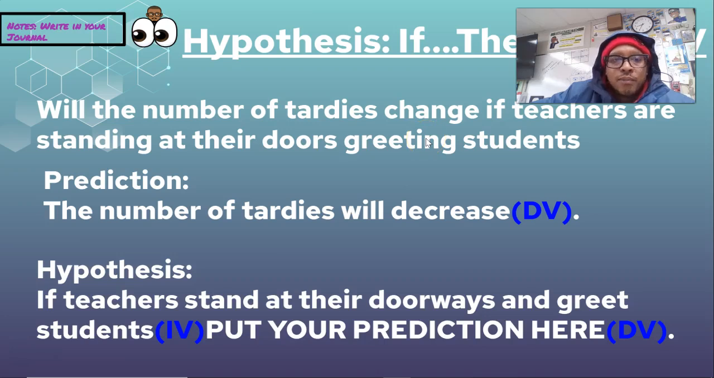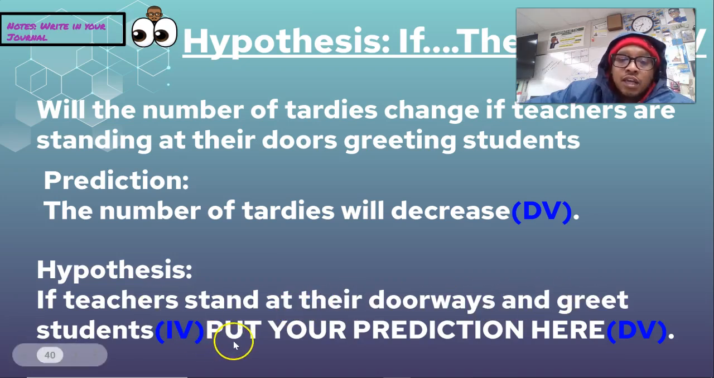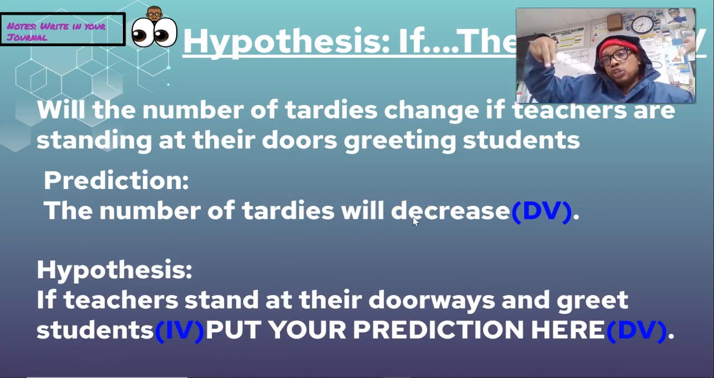So just remember that the first part of the hypothesis is going to be what is happening. So will the number of tardies change if teachers are standing at their doors greeting students? The prediction is the number of tardies will decrease, right? And so as you put your hypothesis together: if teachers stand at their doors and greet students, then, put your prediction here, the number of tardies will decrease. And that's how you write a hypothesis, okay?